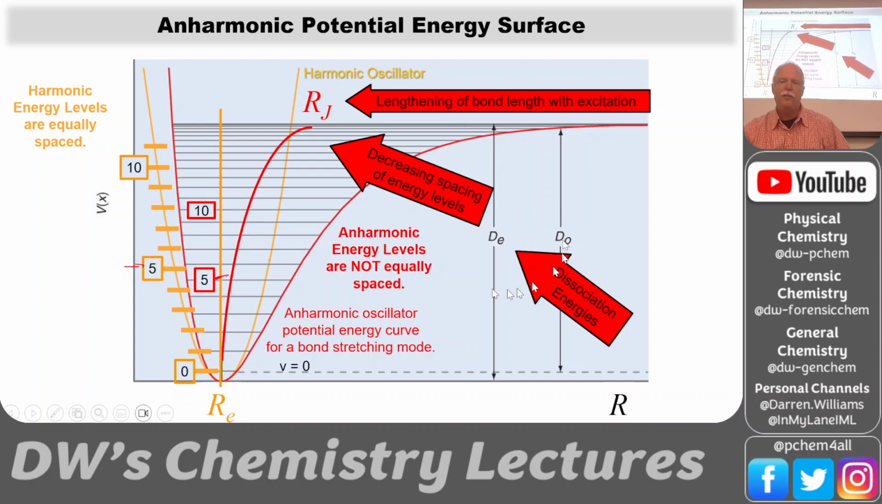And these are the dissociation energies. If you're taking the dissociation energy from the very bottom of that curve, you would use De, but D0 here is from V equals 0. So it's not "DO," it's D0, because it's from V equals 0 to the limit.